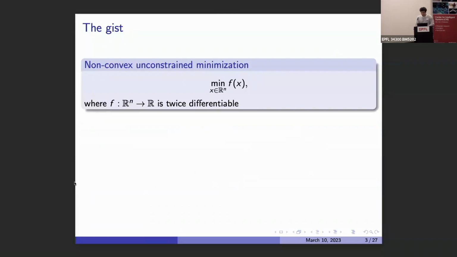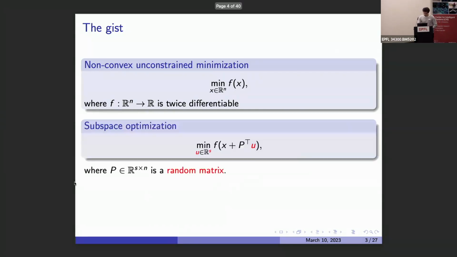So the problem is we are interested in minimizing an unconstrained non-convex function. We assume it's twice differentiable. The gist is that at each step of the algorithm, instead of considering this function f on the full space Rn, we restrict the function to a subspace of dimension s. You can see that here on the function in red. So the variable u belongs to Rs.